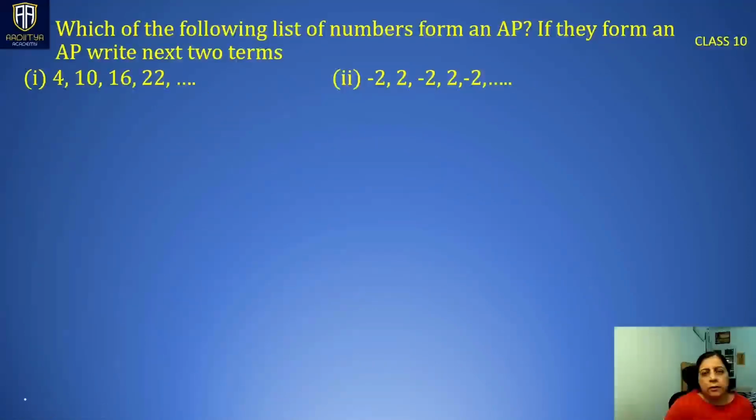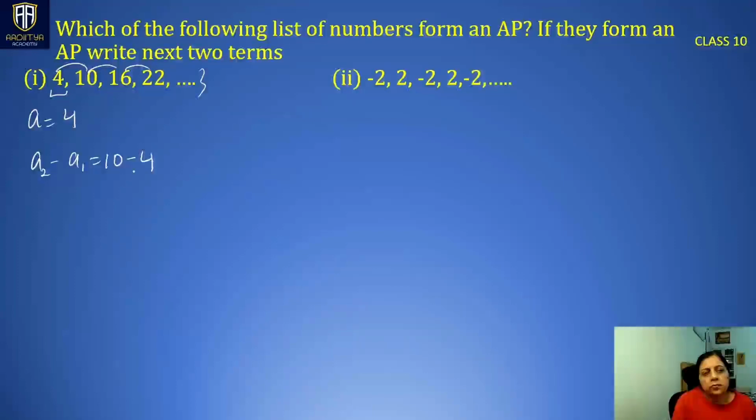Next is, which of the following lists of numbers form an AP? If they form an AP, write the next two terms. Here, first of all, we have to check whether the list of numbers or sequence forms an AP or not. For that, look for the first term, write this as your first term. Then, if this is an AP, the difference between any two consecutive terms will be the same.